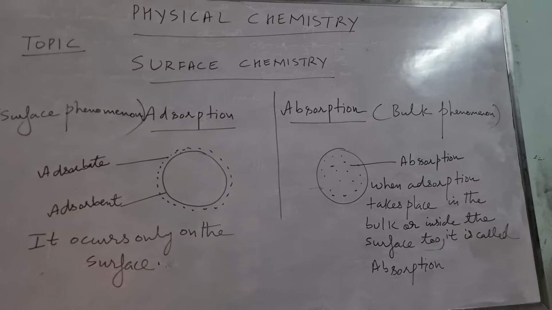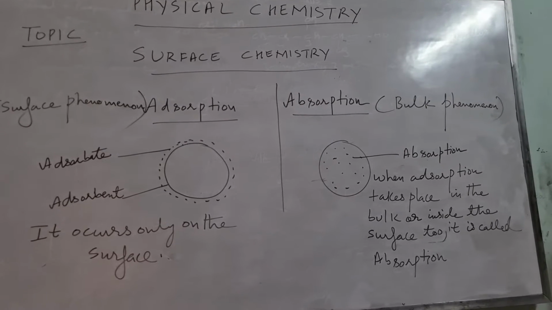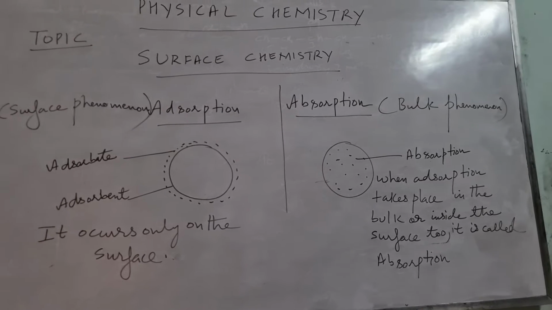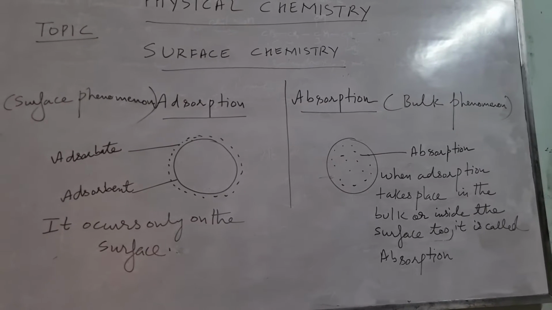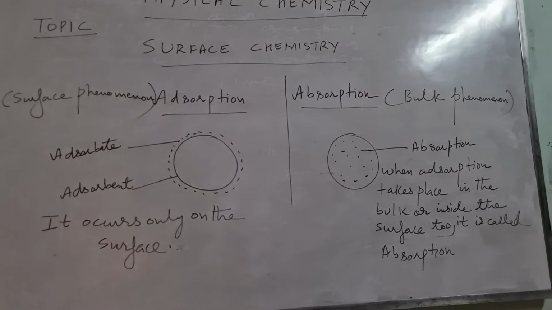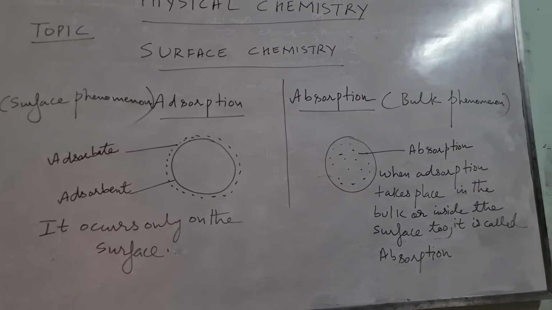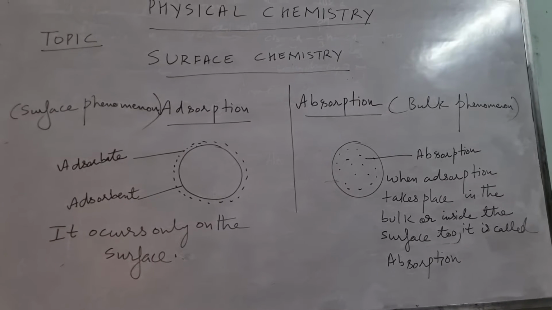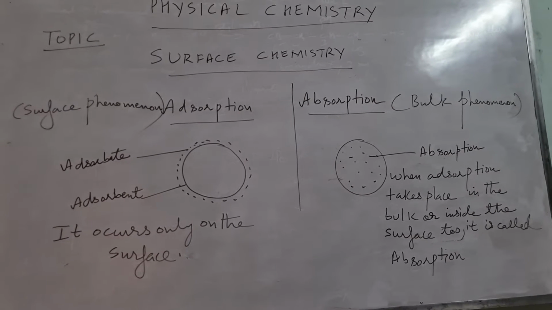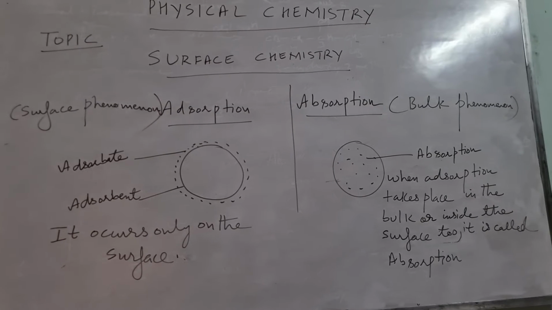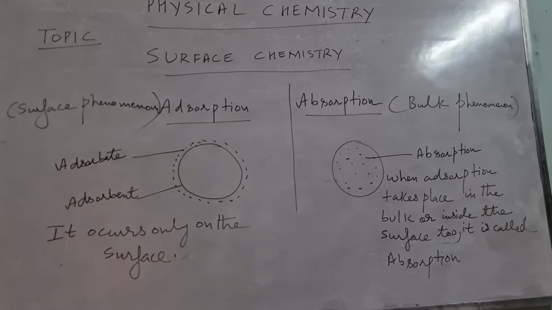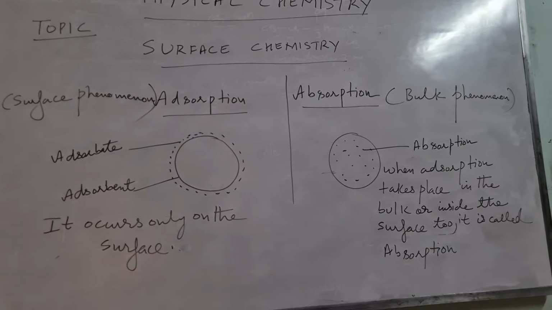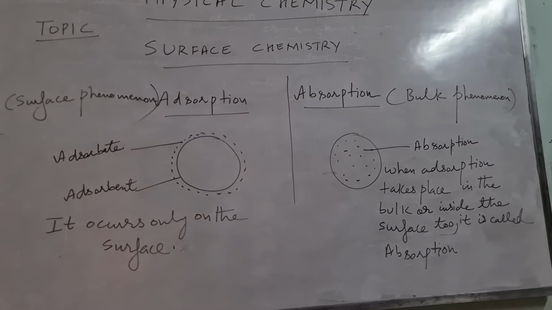Now adsorption is divided into two main types. Number one, physical adsorption. Number two, chemical adsorption. As the name suggests, in case of physical adsorption, there are only weak van der Waals forces, very weak forces existing between adsorbent and adsorbate. So we can say physical adsorption is non-specific. Non-specific means it can occur on any surface.